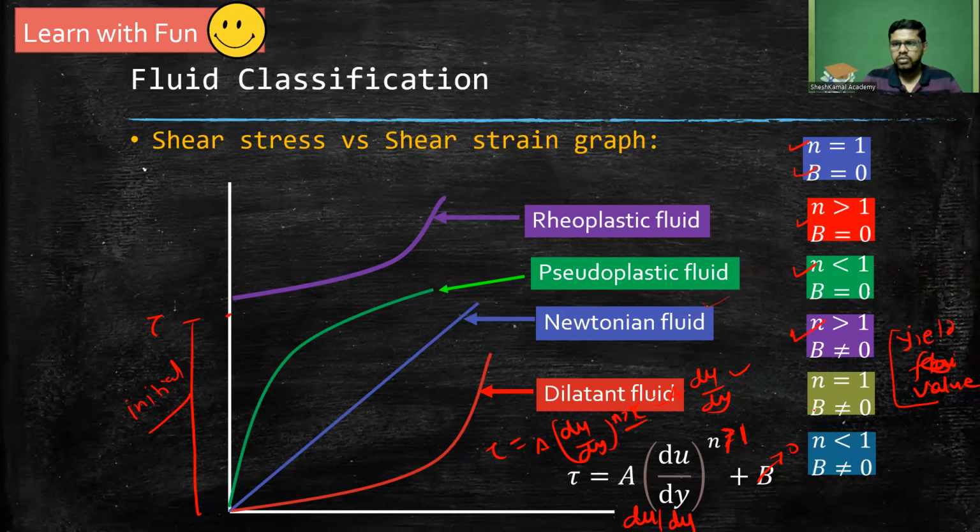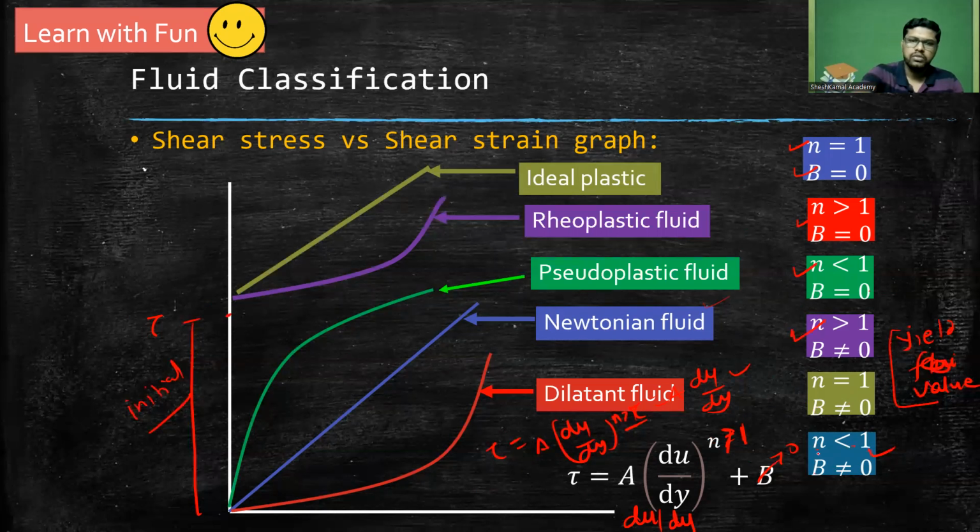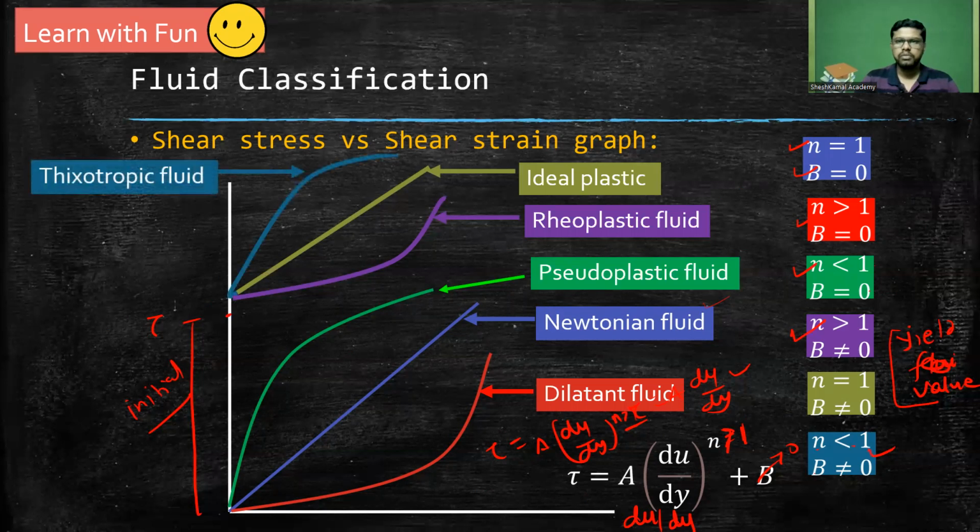Then n is equal to 1 and b is not equal to 0. See, we call it an ideal plastic fluid or a Bingham plastic fluid. And the last one, the value of n is less than 1, but b is not equal to 0. See, we call it a thixotropic fluid.